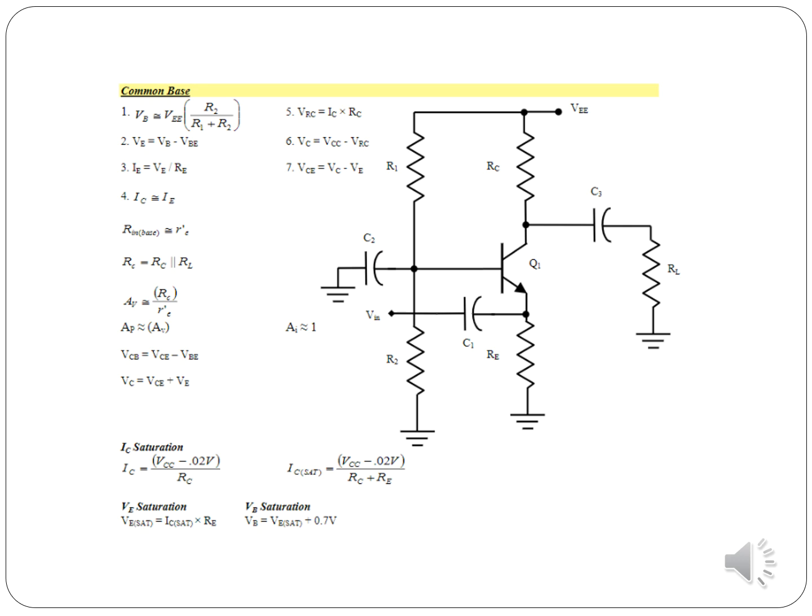If we're looking for emitter saturation voltage, so voltage at the emitter at saturation is equal to the collector current at saturation times RE. And so if we want to find the base voltage at saturation, that's going to be equal to V sub E at saturation plus that 0.7 volts.